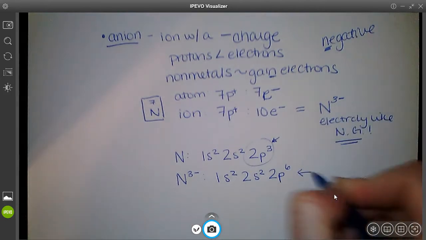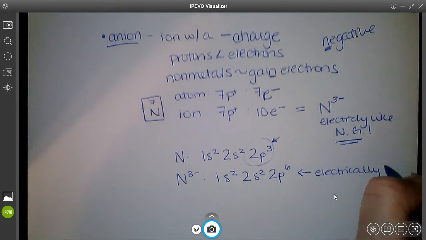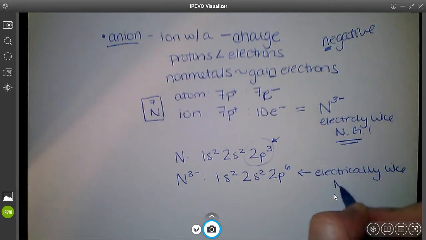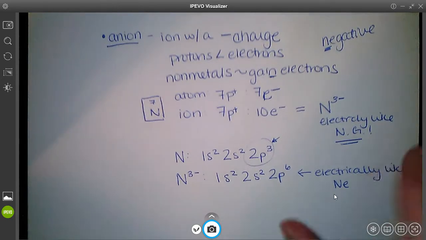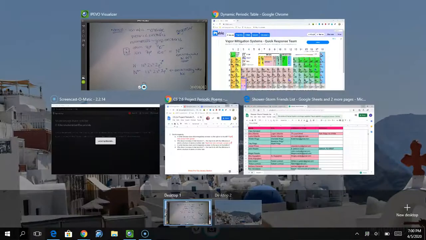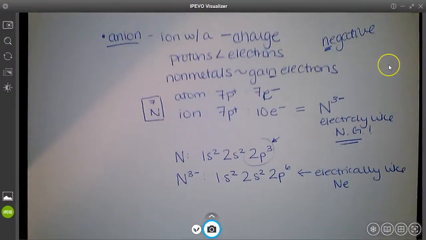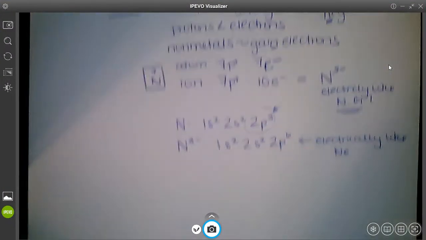And if you'll notice, this is electrically like neon. Now they are not all electrically like neon, it's just I picked 2 that were kind of smaller atoms, so it was a little less for you to write, but the biggest thing is that they all become electrically like noble gases. So we're going to try and be like these guys, whatever it takes, gaining or losing, whatever's easiest to be like noble gases. The goal is to be electrically like noble gases.